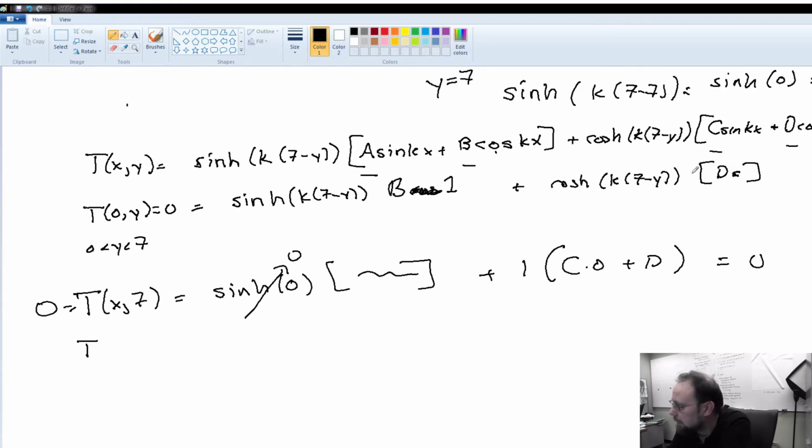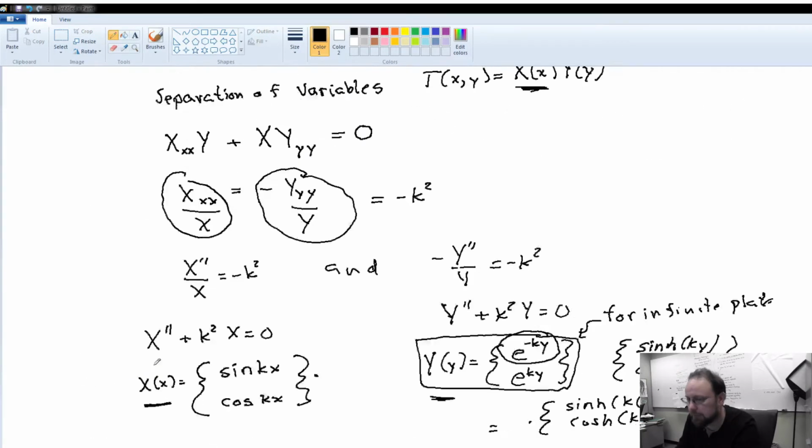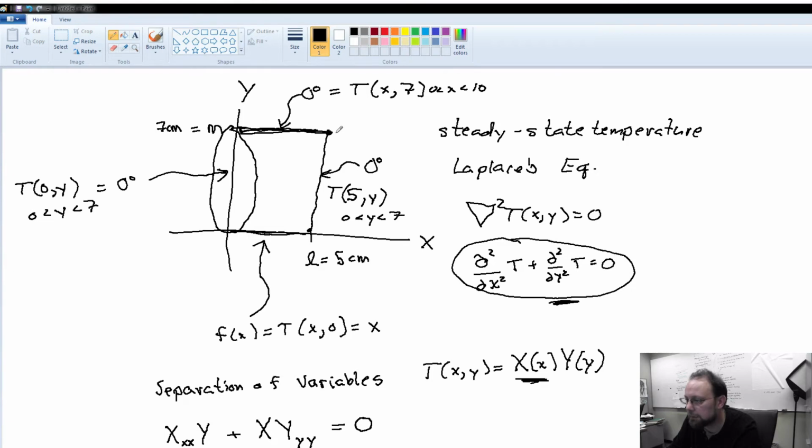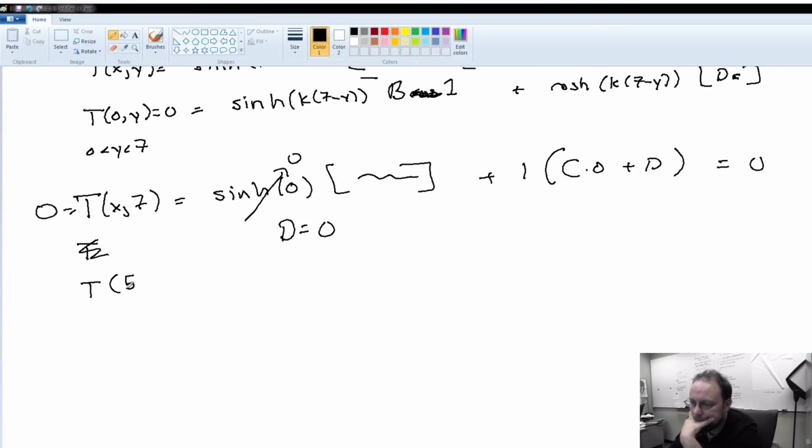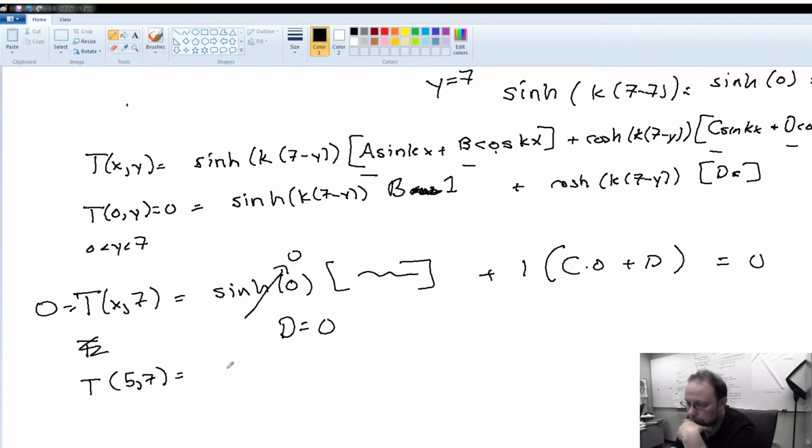So let's see. I lost my train of thought here. So this tells us d must be 0. Oh yeah, and if you look at the corner here, let's just think of it that way. What would that mean? That's when x is 5, y is 7. So what you would get is, again, sinh of 0, you get 1. I'm trying to reason why this has to go to 0.